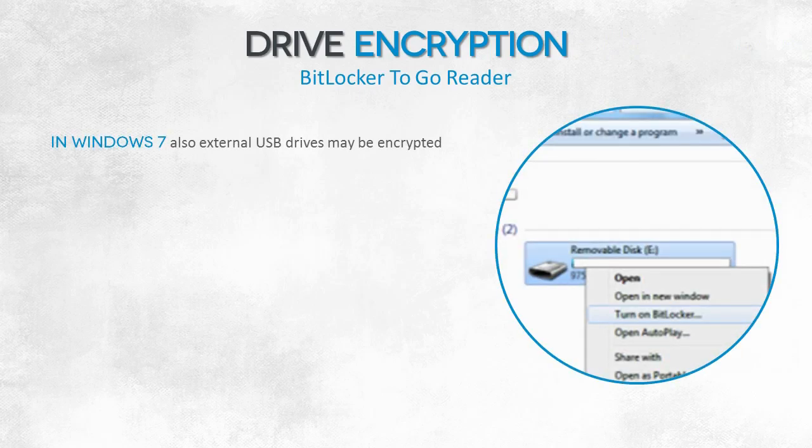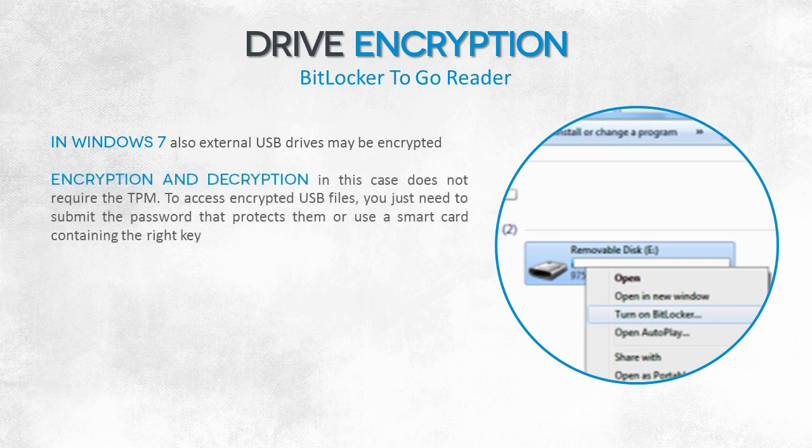Starting from the Windows 7 version, BitLocker allows encryption not only of the basic and the system disks, but also of USB disks. This solution is also called BitLocker to Go. The general mechanism is exactly the same, but does not require the TPM module. In this case, the TPM module is optional.